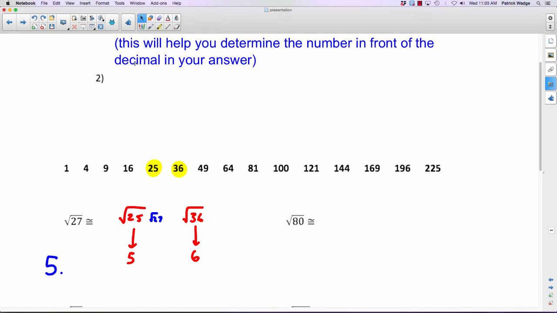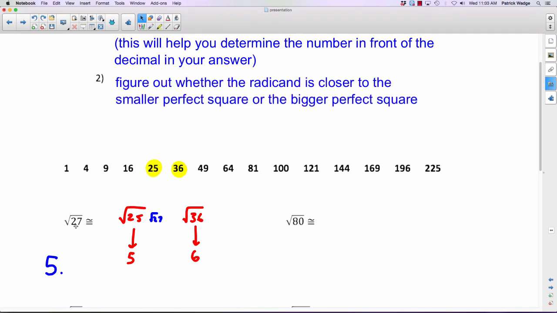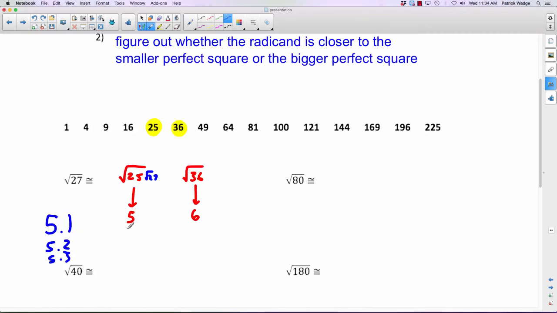Okay, next step. Figure out whether the radicand, that 27, is closer to the smaller perfect square, which in this case is 25, or is it closer to the bigger perfect square? Well, 27 is definitely closer to 25. So again, since it's closer to the smaller one, our answer has to be less than 5.5. I would probably give the same options I gave last time. 5.1, 5.2, 5.3. I'd probably eliminate 5.1 personally, but I would mark any of those correct. If you're interested, the actual answer is 5.19, so it actually rounds up to 5.2. But don't worry, I would mark any of these correct right here.